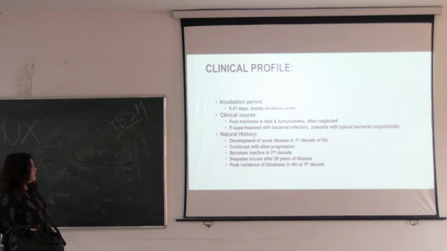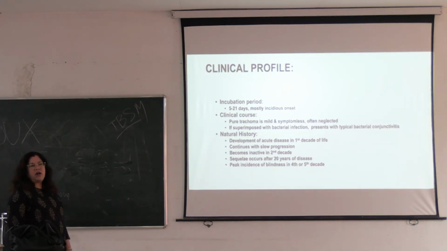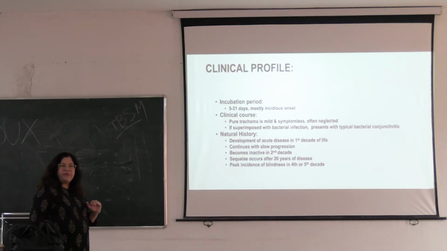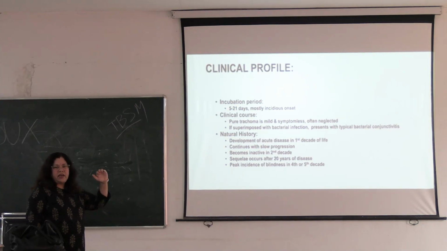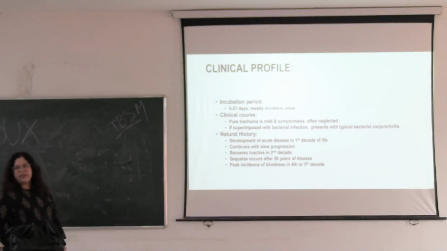This is the first decade. Then it continues, progresses slowly, and becomes inactive in the second decade, but sequelae occur after 20 years of the disease. Initially sequelae are not present; after 20 years, the peak incidence of blindness occurs in the 4th to 5th decade of life, meaning 31 to 40 and 41 to 50 years age group.